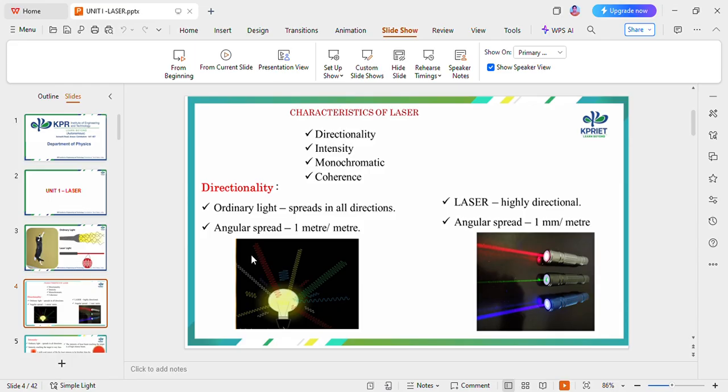So first we will see what the characteristics of laser are. The most important properties are high directionality, high intensity, high monochromaticity, and high coherence. Ordinary light spreads in all directions and its angular spread is 1 meter per meter. So that is why it is less directional. Whereas laser is highly directional and the angular spread is 1 mm per meter.